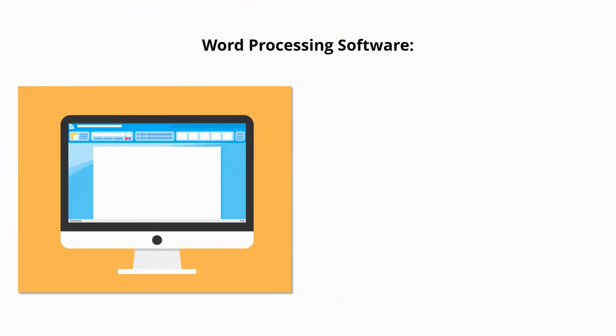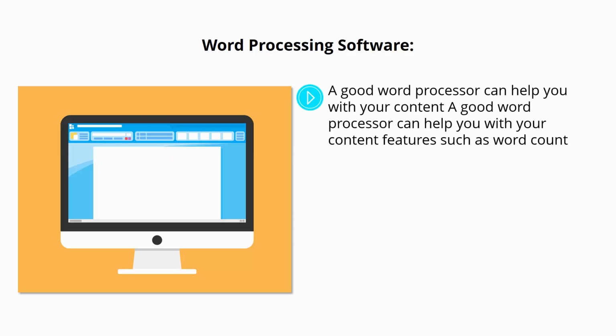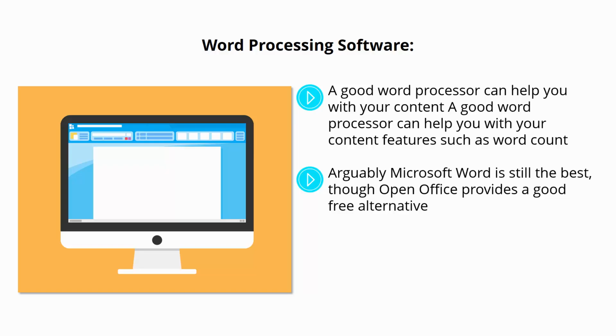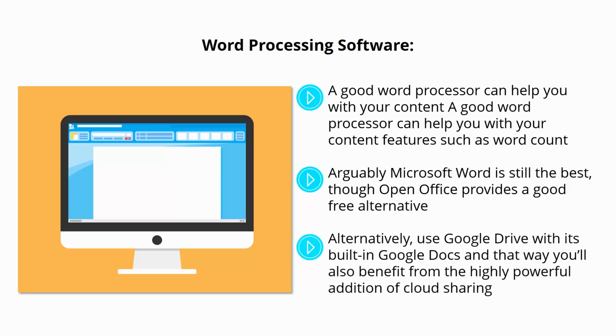Word processing software. A good word processor can help you with your content marketing by correcting mistakes and through useful features such as word count, the ability to insert formatting, and more. Arguably, Microsoft Word is still the best, though OpenOffice provides a good free alternative. You'll be spending a lot of time here most likely, so make sure the tool is one you're happy to work with. Alternatively, use Google Drive with its built-in Google Docs, and that way you'll also benefit from the highly powerful addition of cloud sharing.